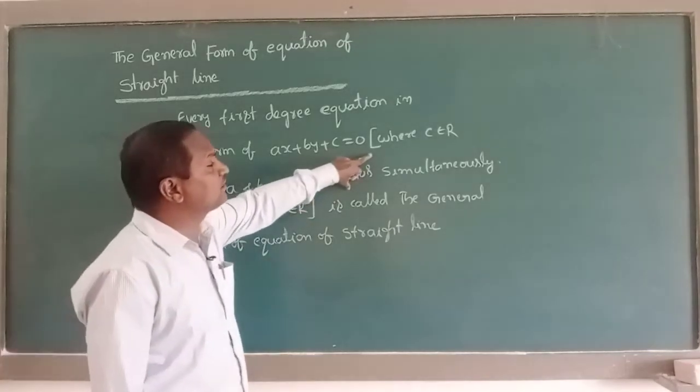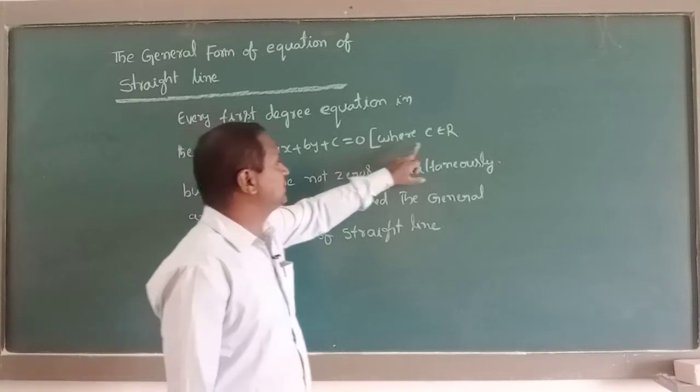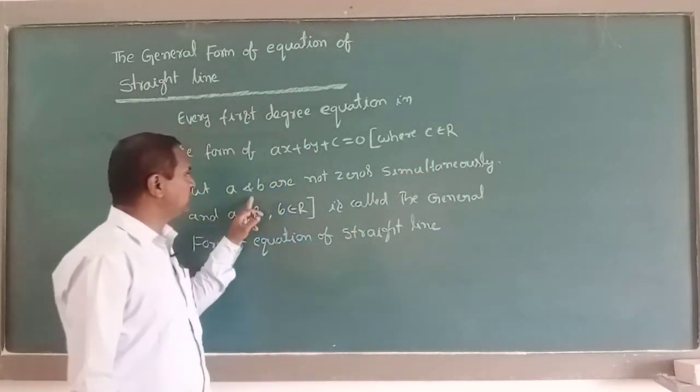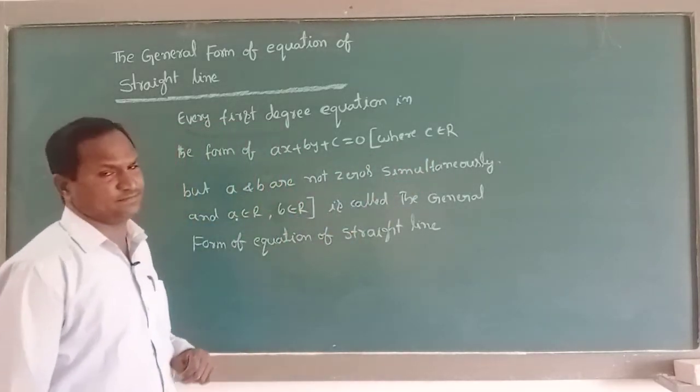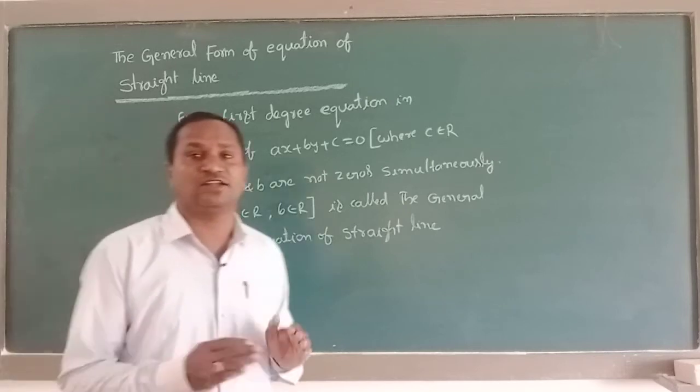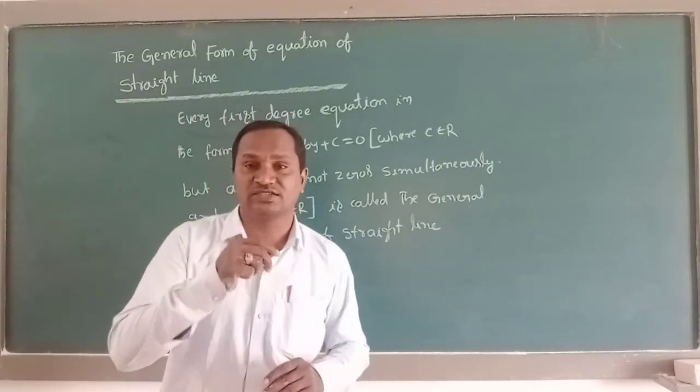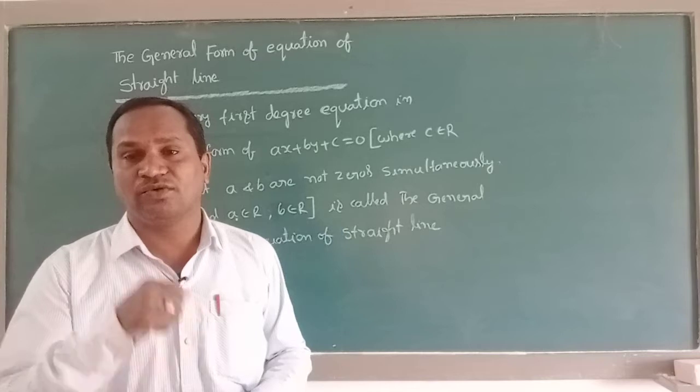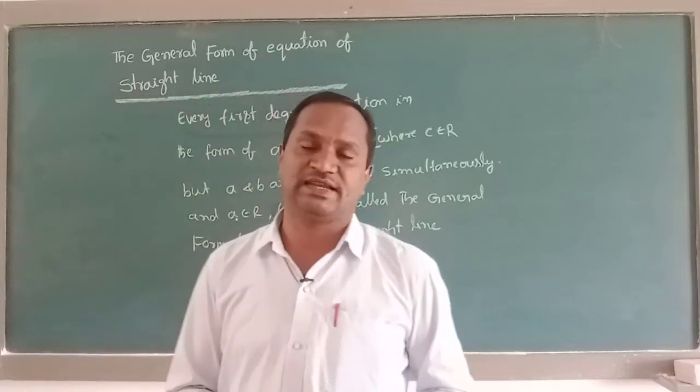But further there are some conditions over there, where c belongs to capital R but a and b are not 0 simultaneously. About this I'll tell you the proof: how it is forming a straight line, how it is forming the general form of equation of straight line.